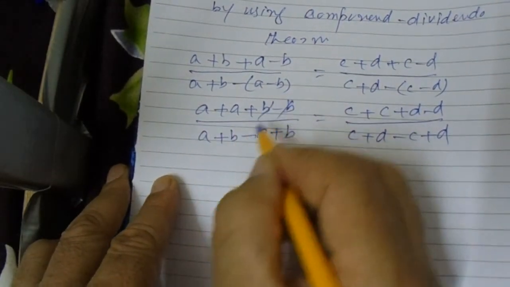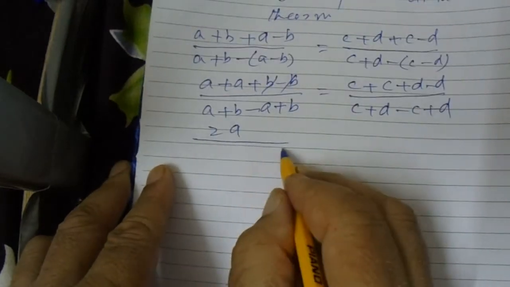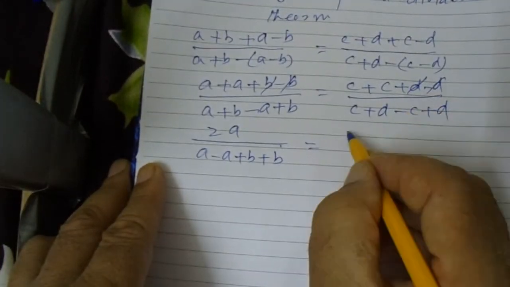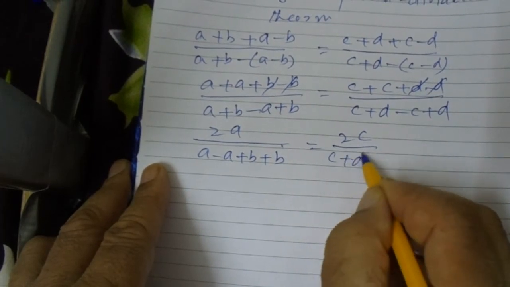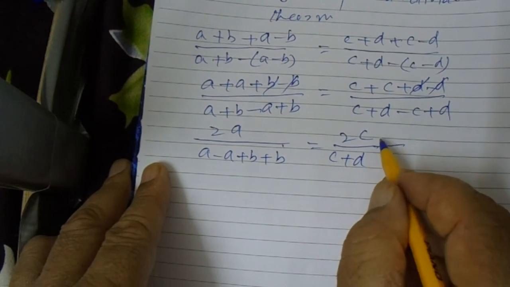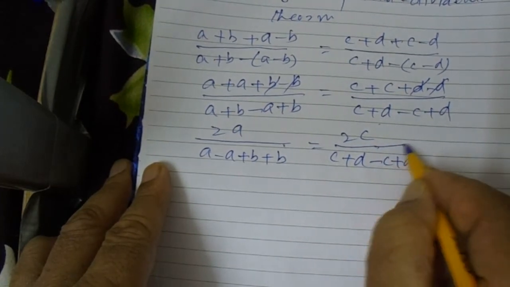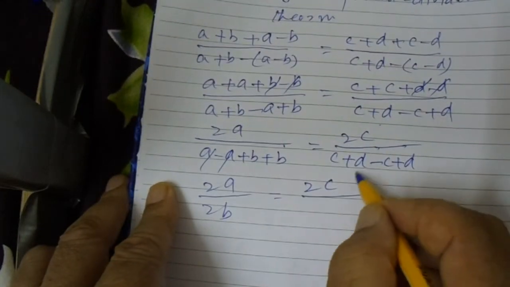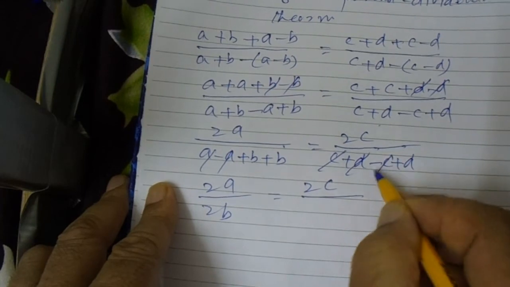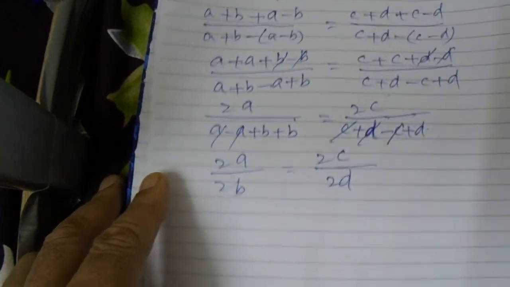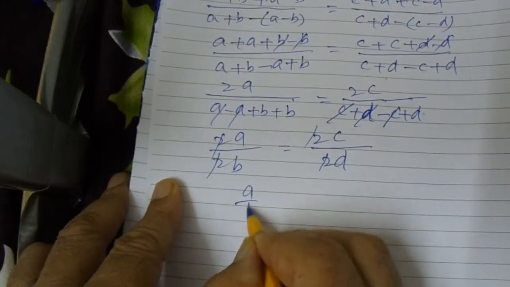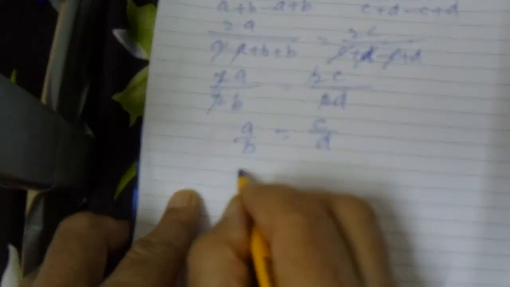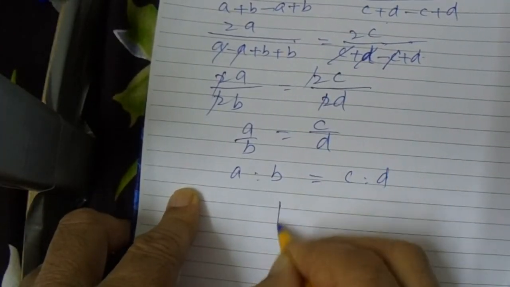Okay, with this cancel, we have 2A over, now we arrange these terms, A minus A plus B is equal to, this will cancel, 2C over C plus D, and we arrange this C plus D minus C and plus D. Here this will cancel, 2A over 2B is equal to 2C over 2D. The 2 will cancel 2, and A over B is equal to C over D. Now this is written in fraction form; we write in ratio form, A ratio B is equal to C ratio D. Proved.